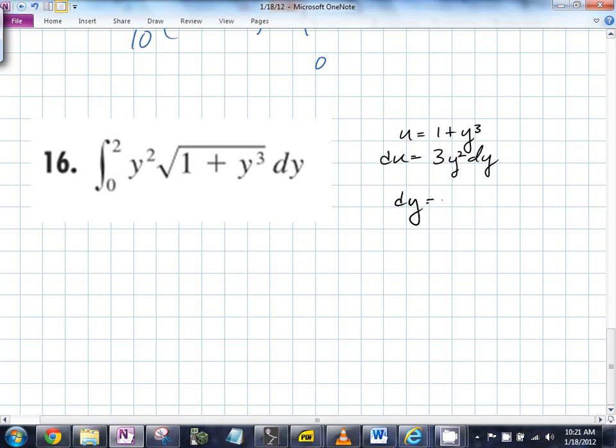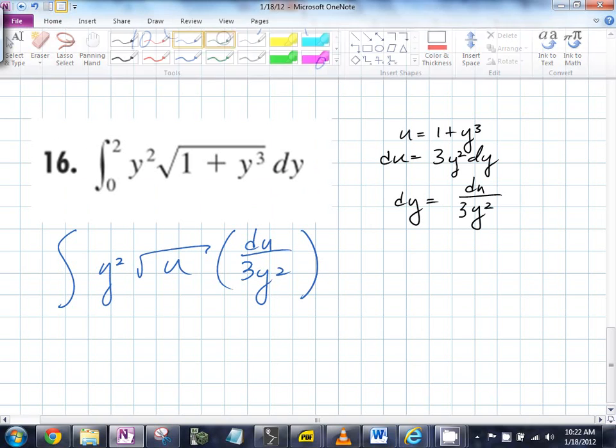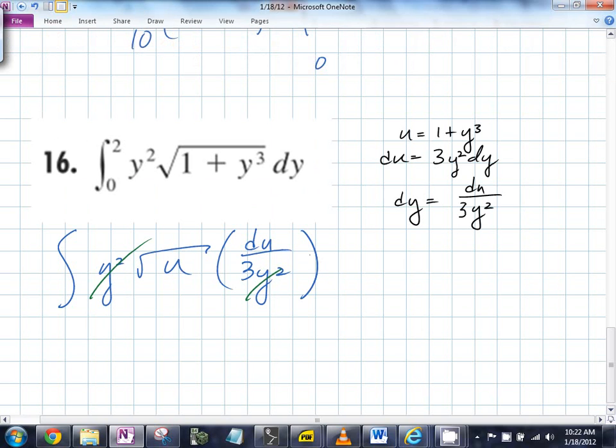It's the integral of y squared times the square root of what? u. And instead of dy, we write du over what? 3y squared. What's the magical thing that happens? This cancels. If the y's didn't cancel, you can't go any further, because if you have y and u, do you have any way of integrating that? Nope. So you have 1/3 the integral of u to the 1/2 du.